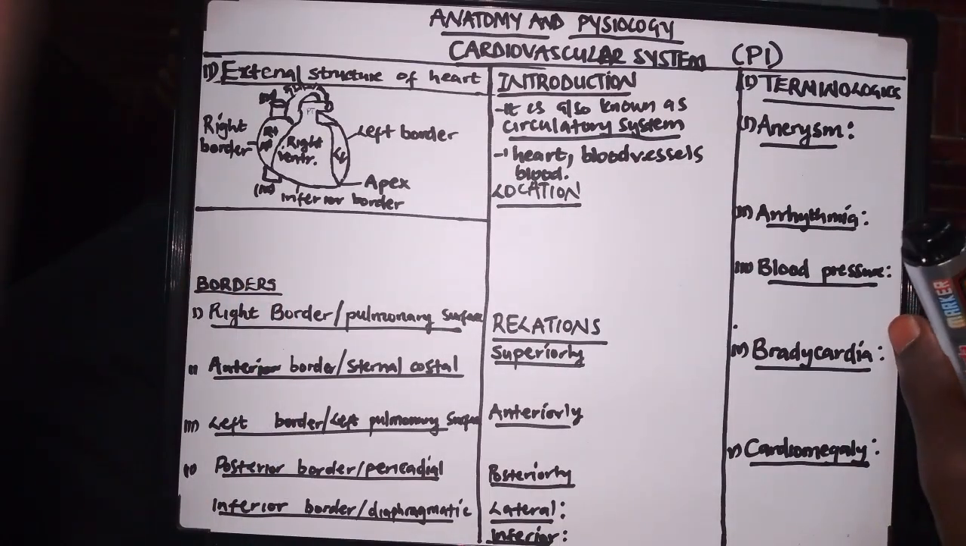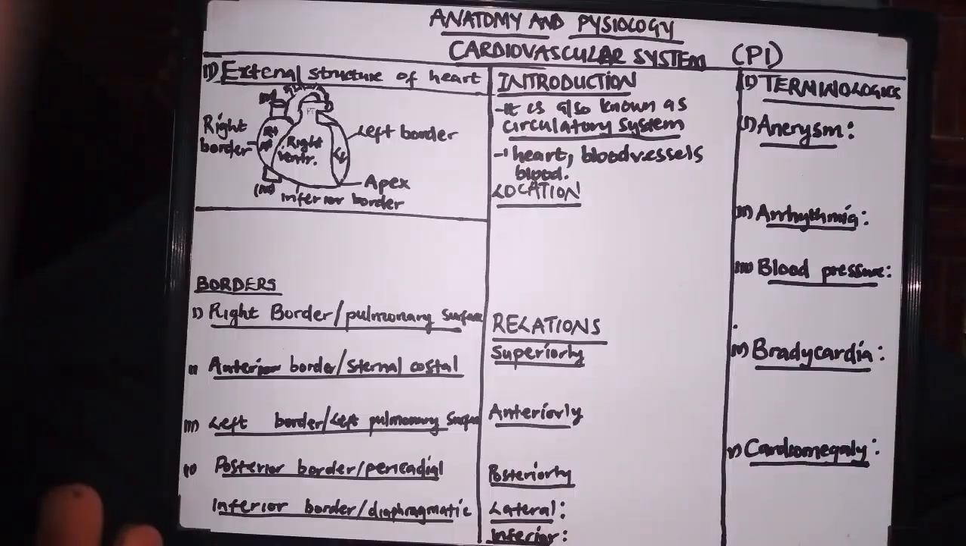Next we are going to look at the location. Where is the heart mainly found? Under the cardiovascular system, our main focus will be the heart, because it is the main component of the cardiovascular system. So where is the heart located?